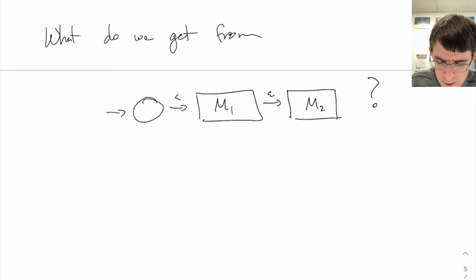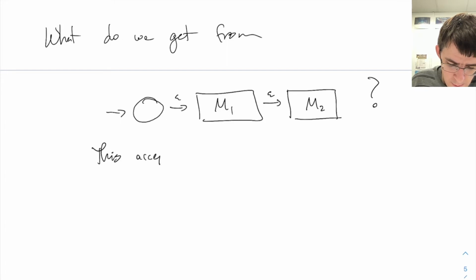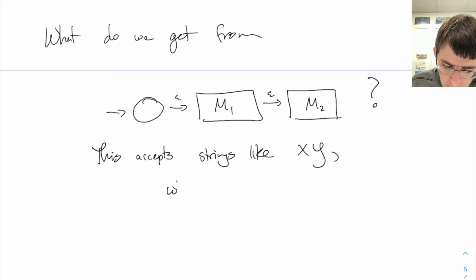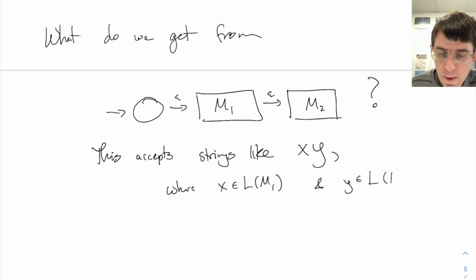Think about what it means to get all the way to the end of M2 and finally be accepted. It means you have a string which was accepted on M1, and then that string is immediately followed by another string which is accepted on M2. So this one accepts strings that look like XY, where X is in the language of M1 and Y is in the language of M2.